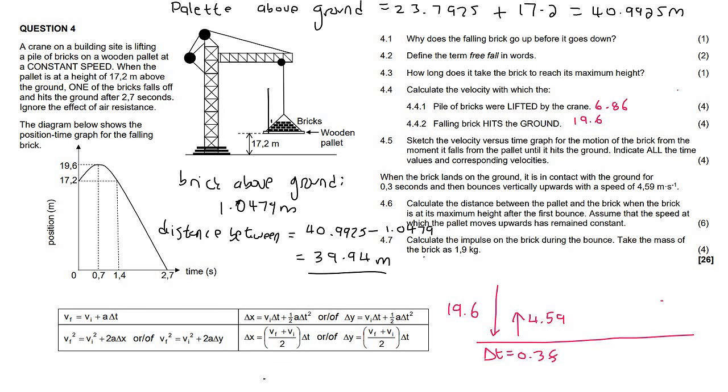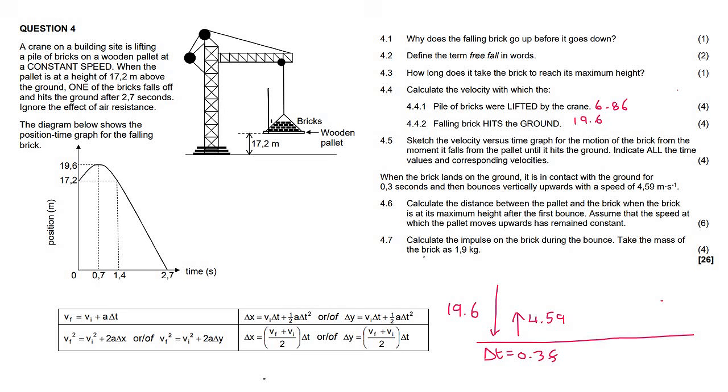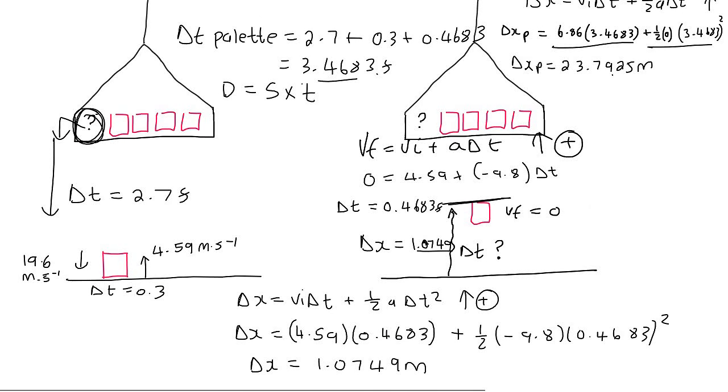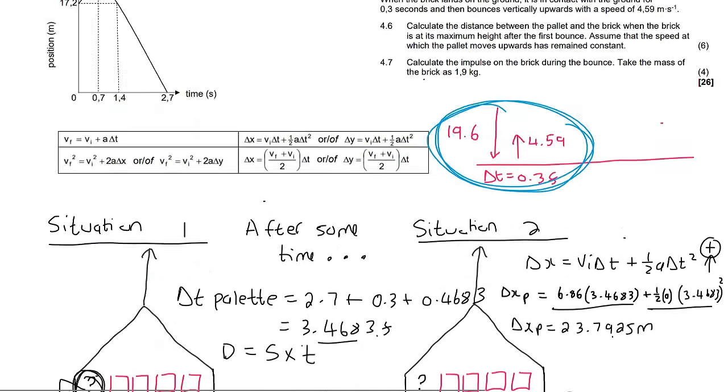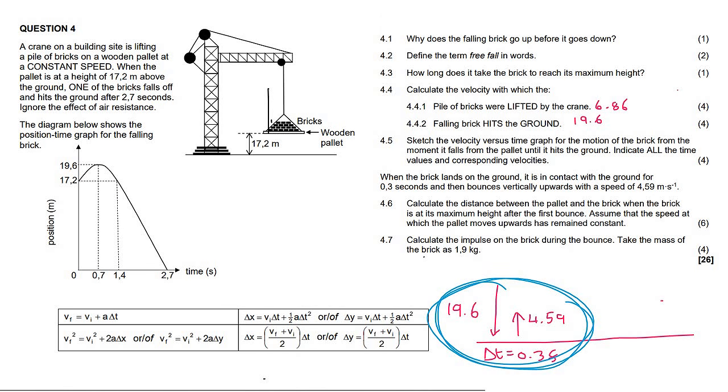We're now going to move into the last question, 4.7. Calculate the impulse on the brick during the bounce. Take the mass of the brick as 1.9. So guys, during the bounce is only this part over here. It does not include the time that the brick moves up. The bounce is only when it's actually bouncing and touching the ground.